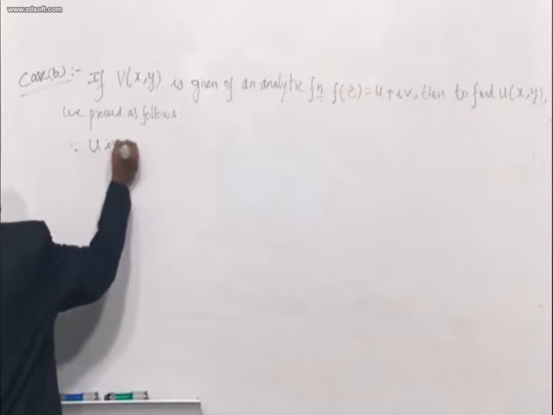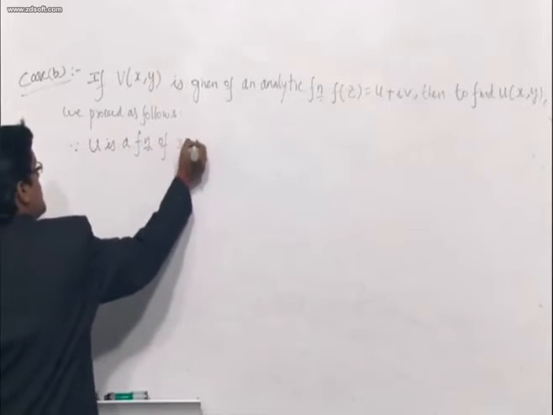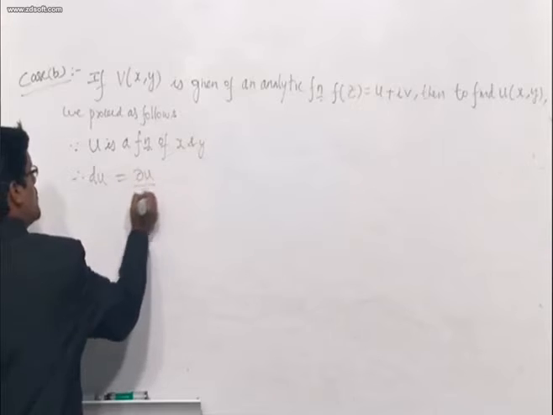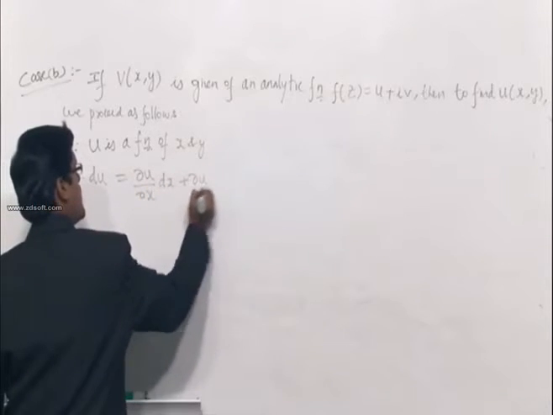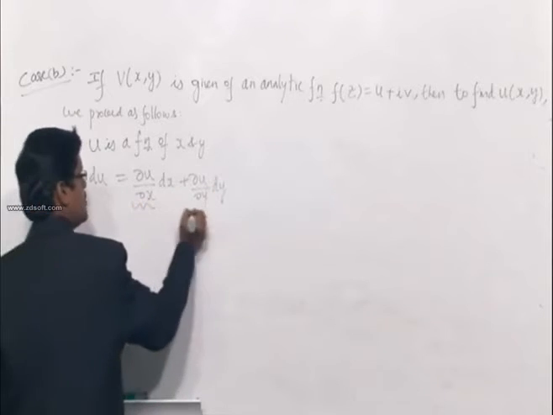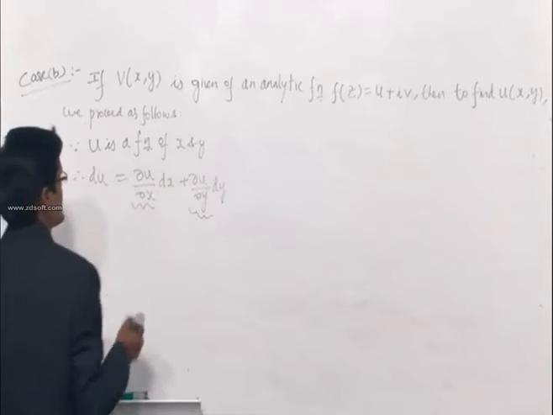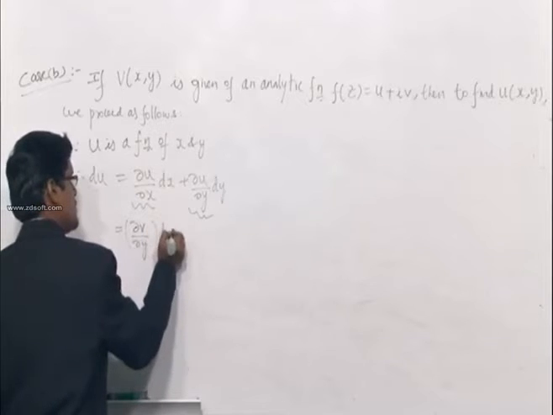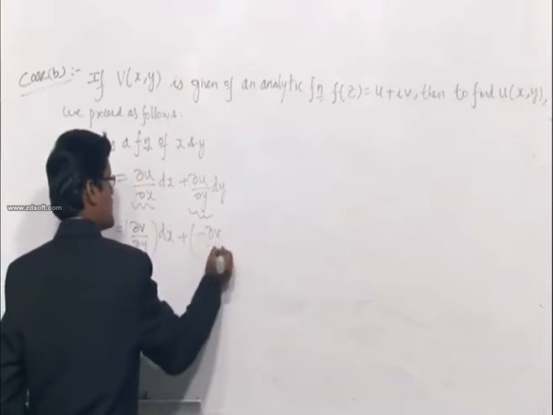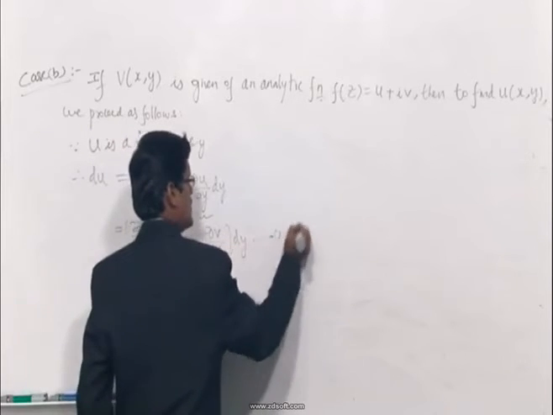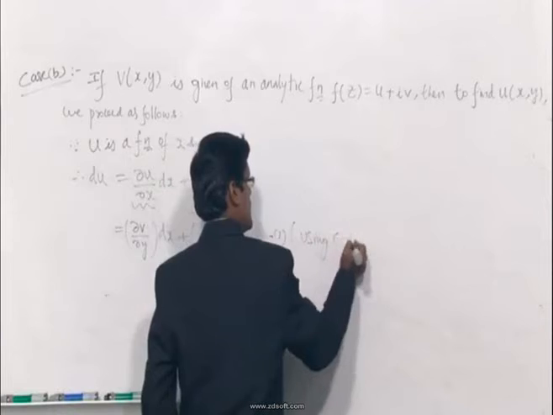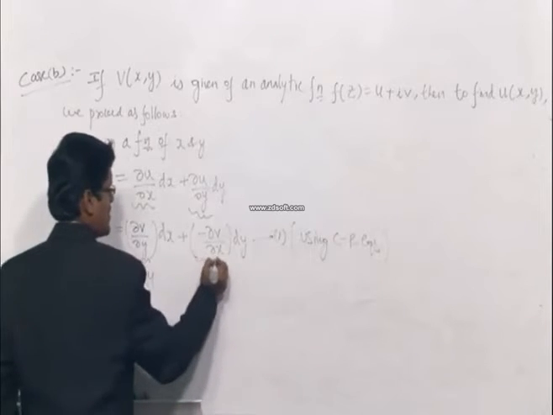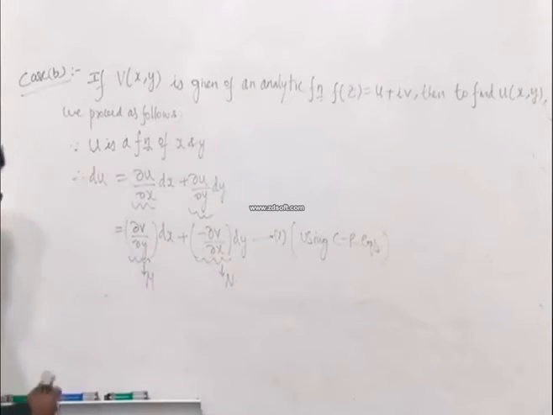Since u is a function of x and y, therefore by the total derivative topic in partial differentiation, du is equal to dou u by dou x dx plus dou u by dou y into dy. We don't know these two values because we are going to find u. Use your CR equation, convert into v. Dou u by dou x is nothing but dou v by dou y into dx, and dou u by dou y is nothing but minus dou v by dou x into dy. Equation 1, using CR equations. Again the RHS of equation 1 is in the form of m into dx plus n into dy.